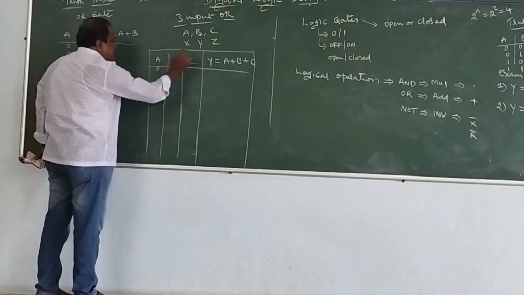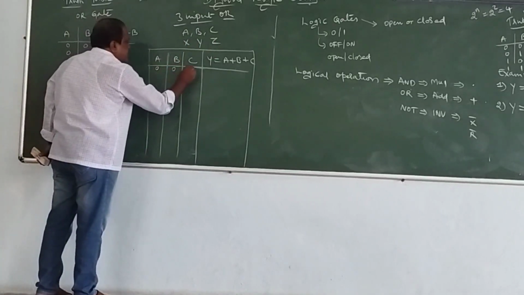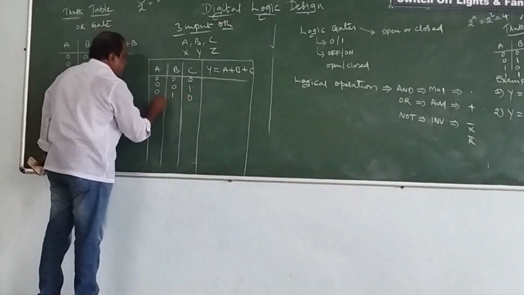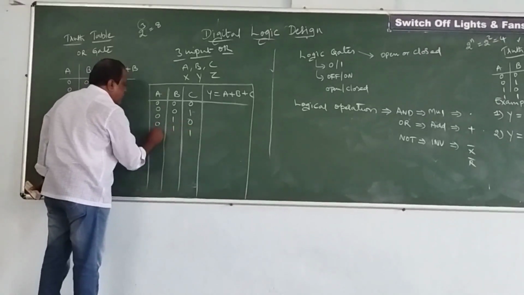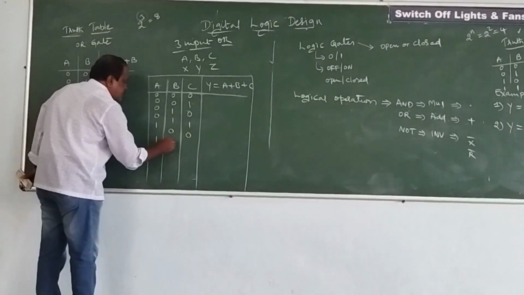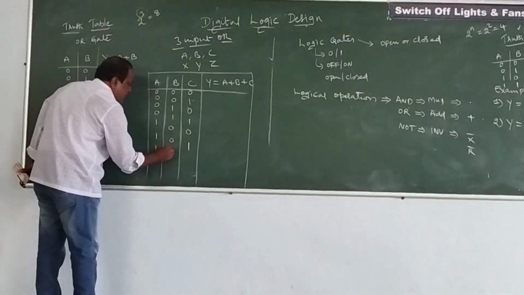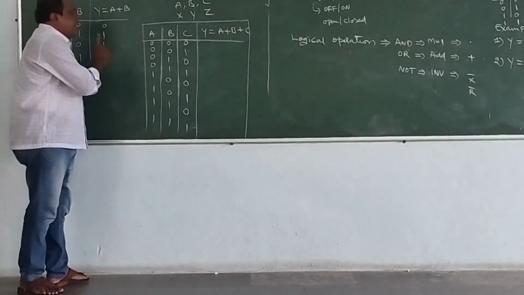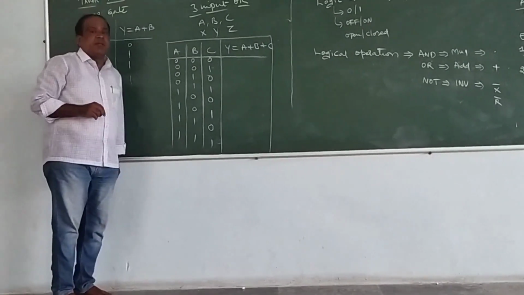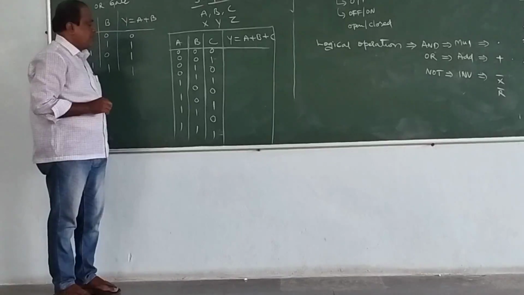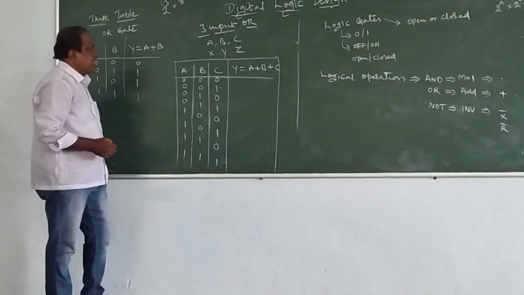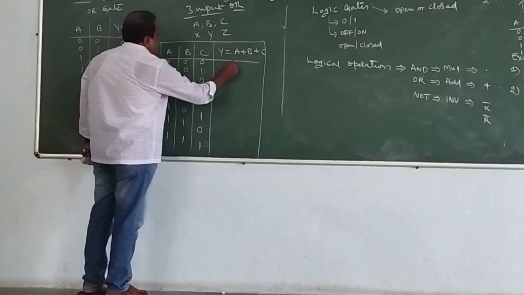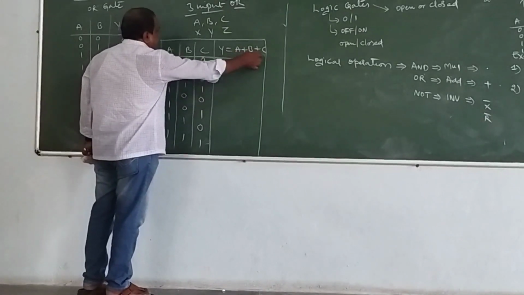As it is a combination, the first case will be 0 0 0, then 0 0 1, then 0 1 0, then 0 1 1, then 1 0 0, then 1 0 1, then 1 1 0, and then the last one will be 1 1 1. Initially all inputs will be zeros, and finally all the variables' values will be 1. As all 3 inputs are 0, your output will be 0 because 0 plus 0 plus 0 will be 0.